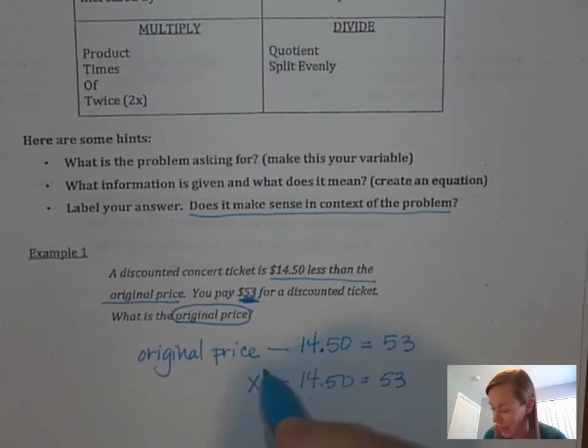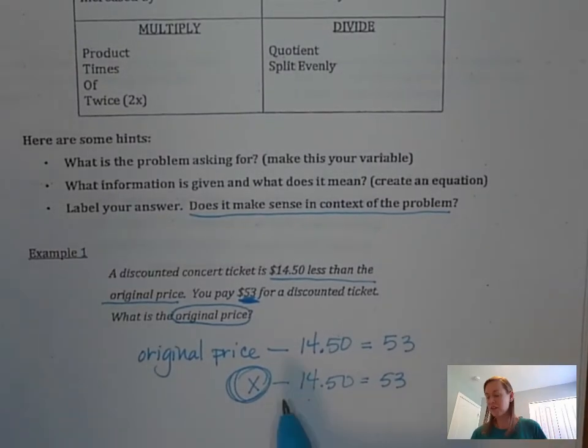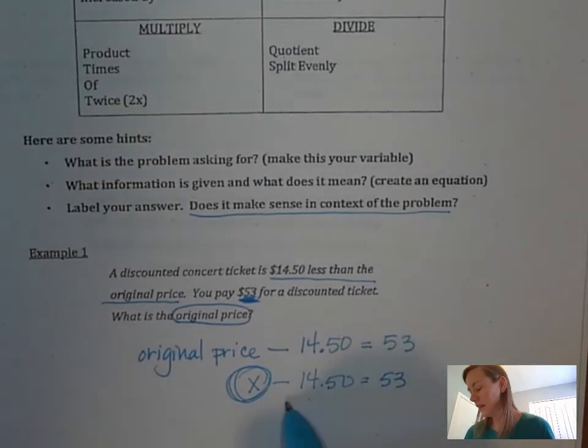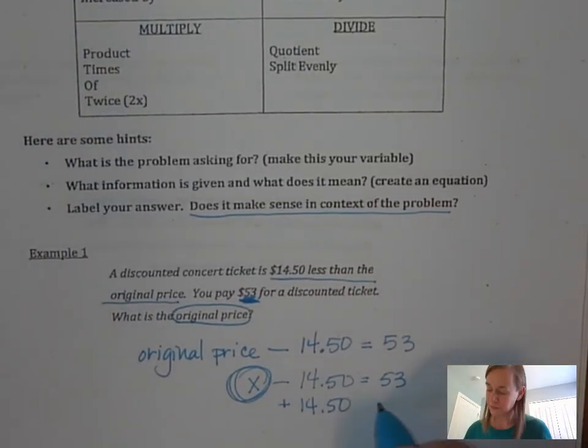We want to get this x by himself, right? We need to isolate the x, get it by itself. So we need to get rid of the 14.50 by doing the opposite. If it's minus 14.50, the opposite is to add 14.50, and whatever you do to one side, you have to do to both sides.